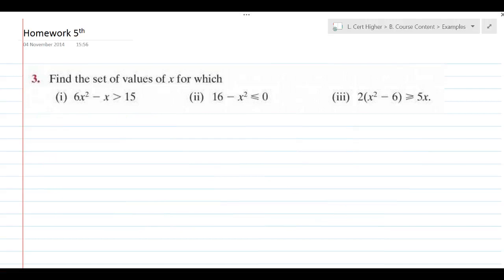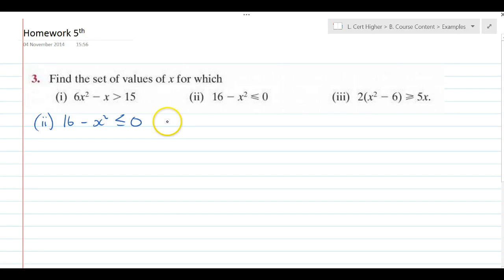Now we're going to look at example 2. Example 2 says 16 subtract x squared is less than or equal to 0. Okay, so we see the coefficient of x squared here is a negative. Now we can factorize a negative x squared, but I think it's easier to make it positive.